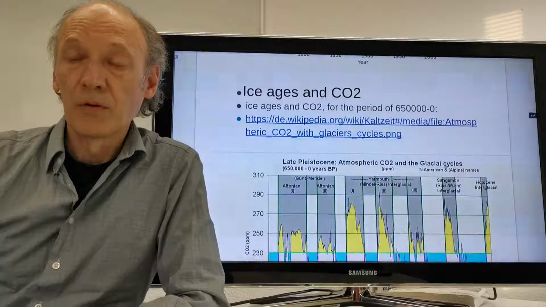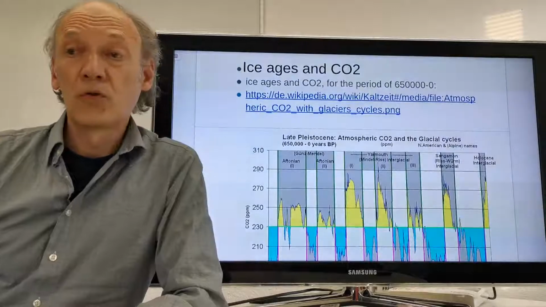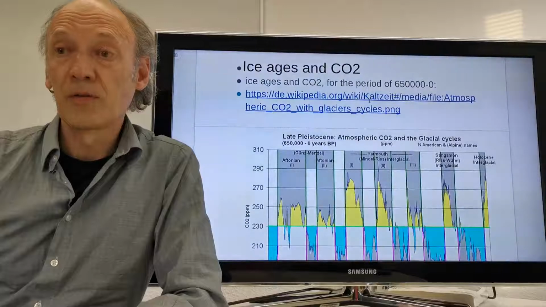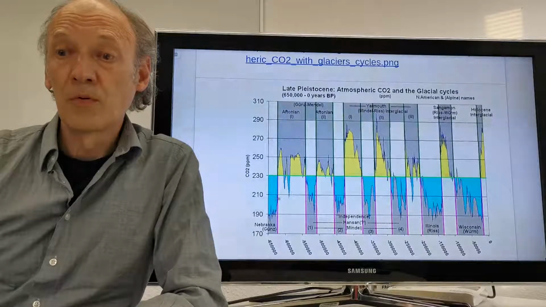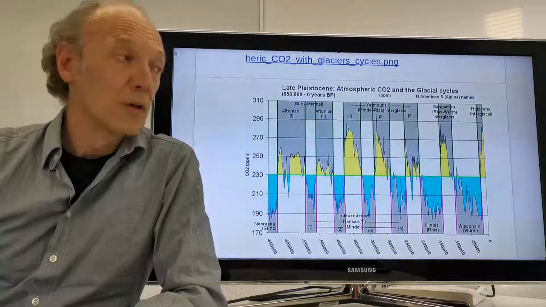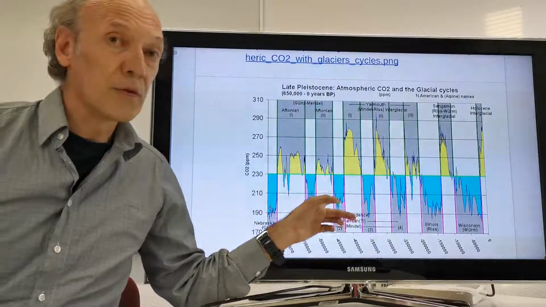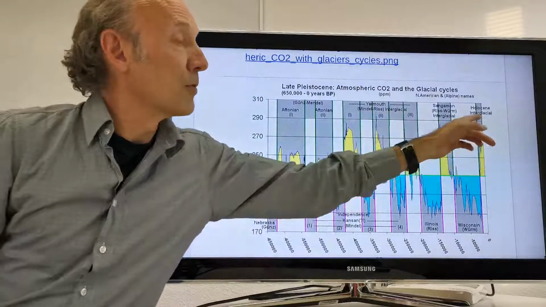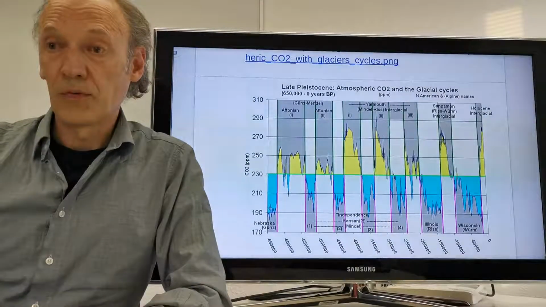You can also plot the ice ages on top of the CO2 plot. And this is a picture that you can see here in this link. And this is what you see. Down here, the blue ones are the ice ages, and this plot here is the CO2 concentration. Here we can see that each time there's an ice age, there's also a low concentration of CO2. Each time we have a warm age, we have a high concentration of CO2. So there's quite a nice fit between the two curves.